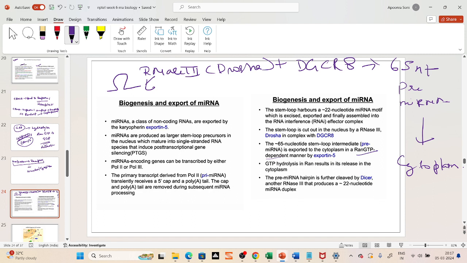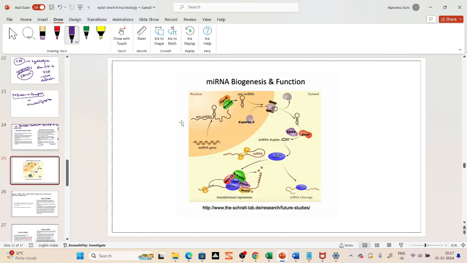Then Dicer again acts on the pre-miRNA and converts it into a 22 nucleotide complex. The miRNA duplex is formed. So this is how it happens. Let's see from the figure.